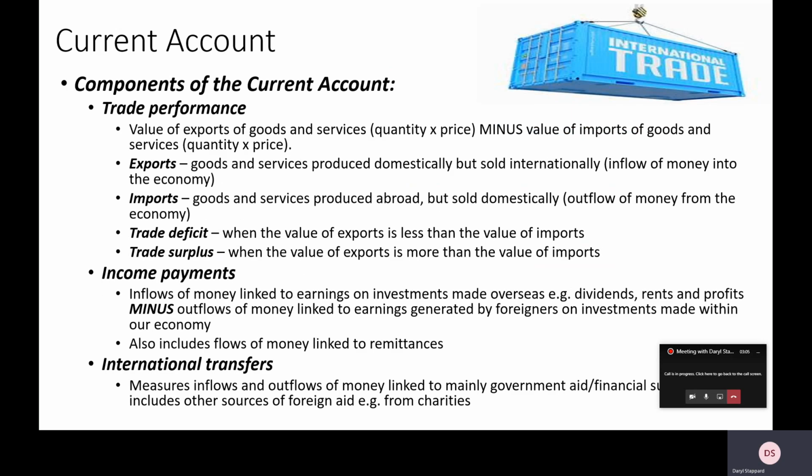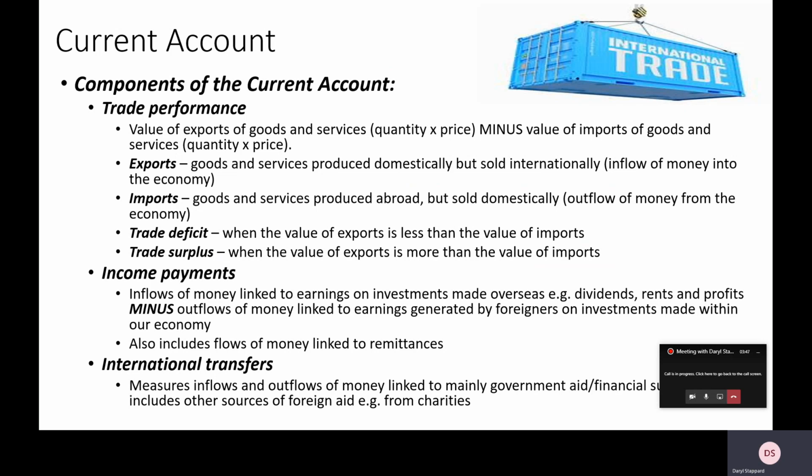Right, so we've got to be thinking about the components of the current account. Now, a key section of the current account is trade performance. Trade performance is looking at exporting and importing of goods and services. So what we would do is try and discover the value of all the UK's exports of goods and services. Clearly, what this will be is all the goods and services that start off in the UK, so made in the UK, but then are sold overseas. We then take away the value of the imports of goods and services.